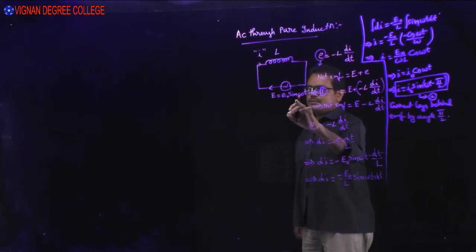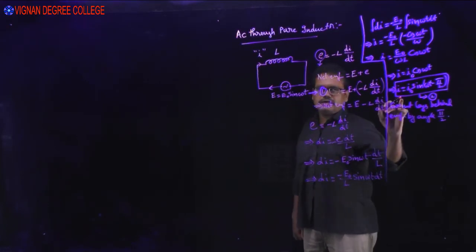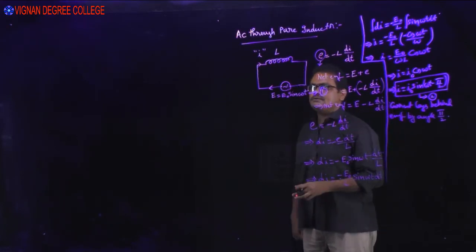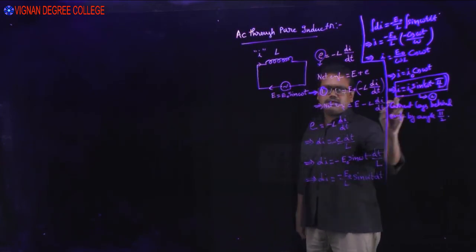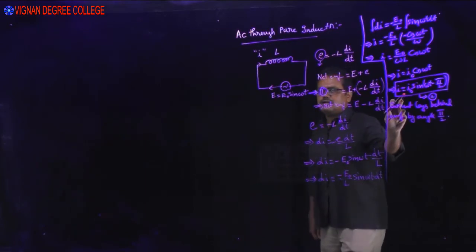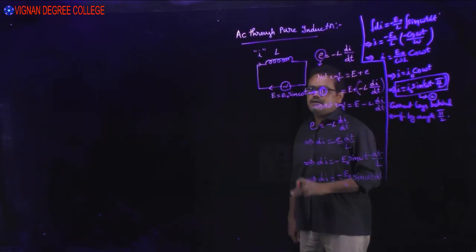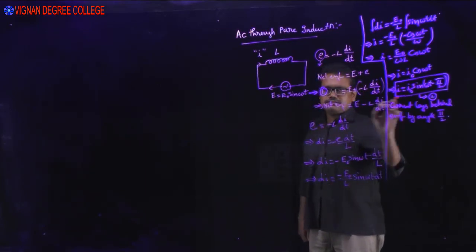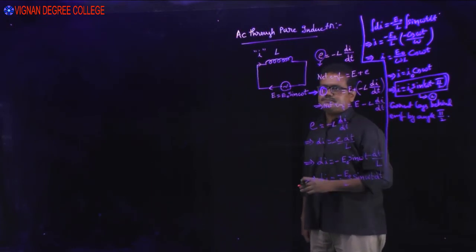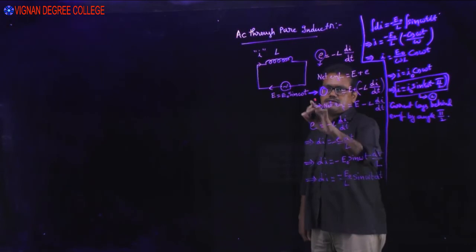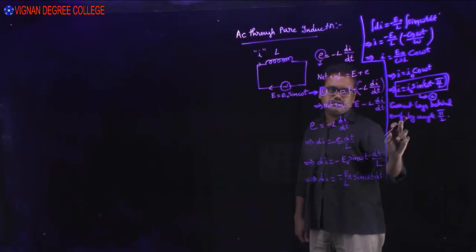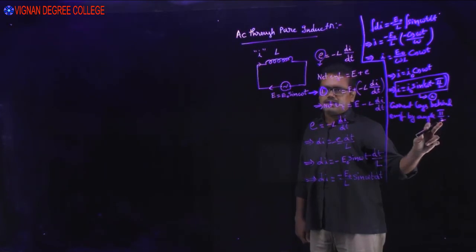So the relation between EMF and current in a pure inductor circuit is that EMF and current are not in phase. There exists a phase difference between these two. The phase difference is pi by 2. From these two, we concluded that current lags behind EMF by an angle pi by 2.